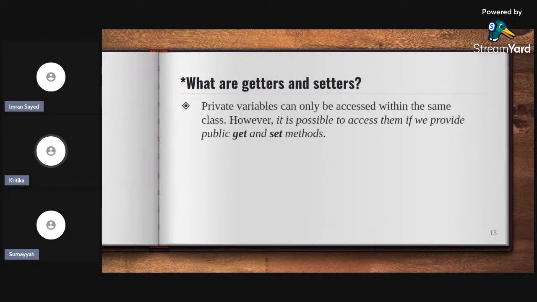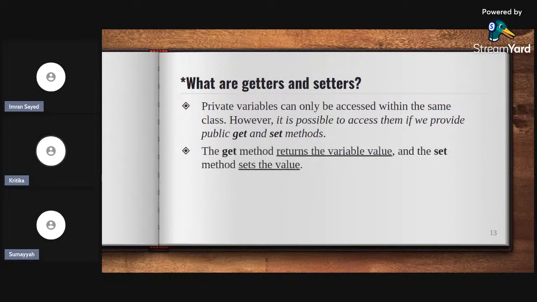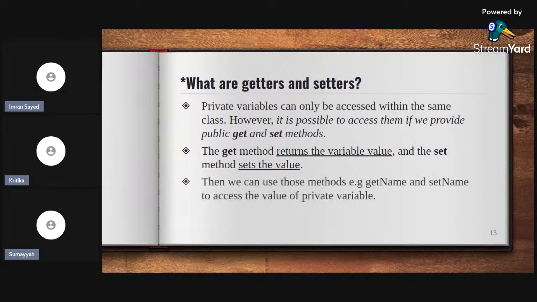What are getters and setters? Private variables can only be accessed within the same class. However, it is possible to access them if we provide public get and set methods. The get method returns the variable value and the set method sets the value. Then we can use those methods, for example getName and setName, to access the value of a private variable.